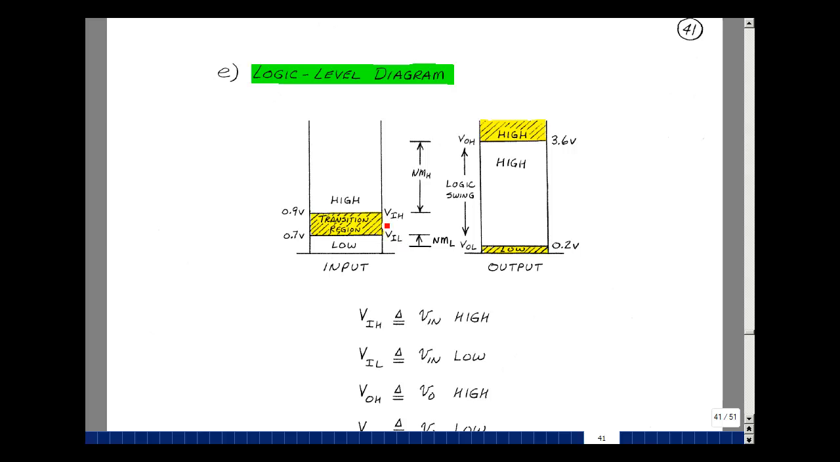The transition width is the difference between the input high and the input low. In our case, it's 0.2 volts. And what it's saying is that if you wind up in this transition region, you don't really know what state you are in. But if you stay below 0.7 or above 0.9, then you can guarantee that you're cut off or saturated.